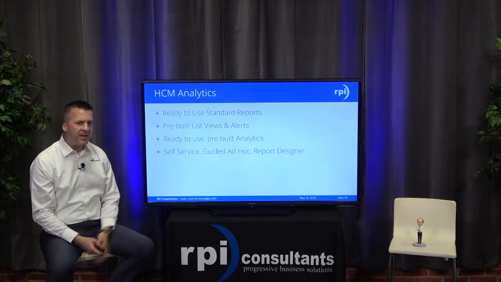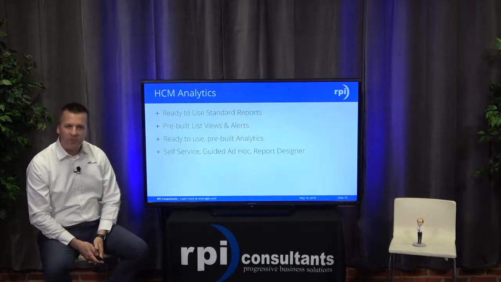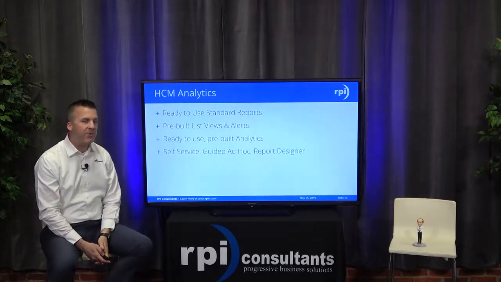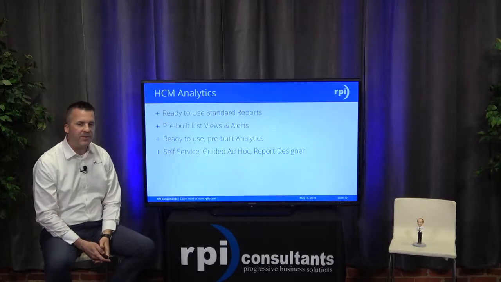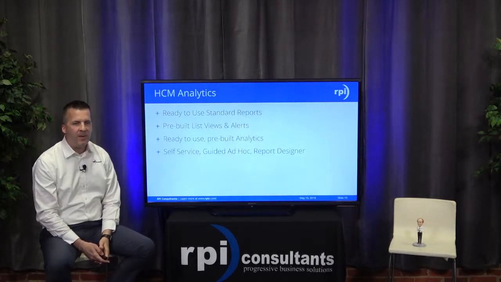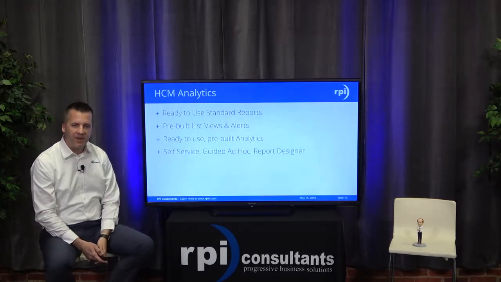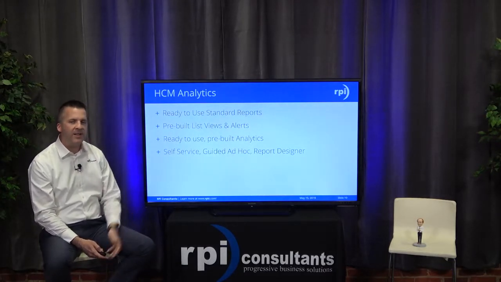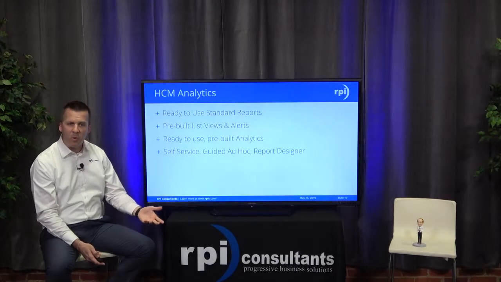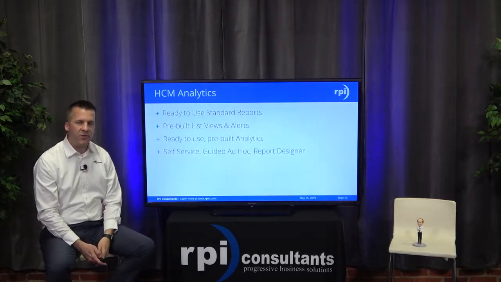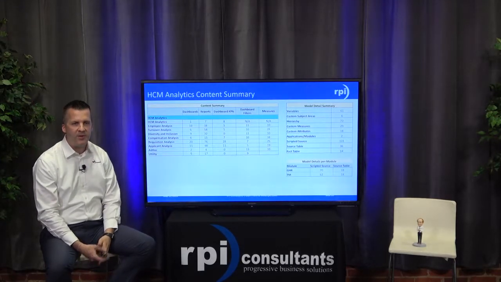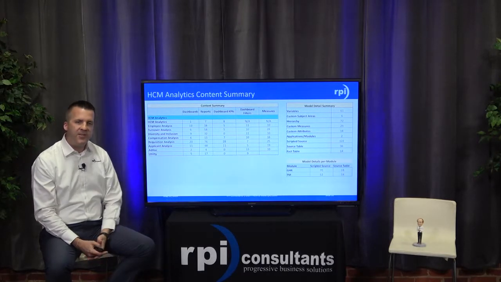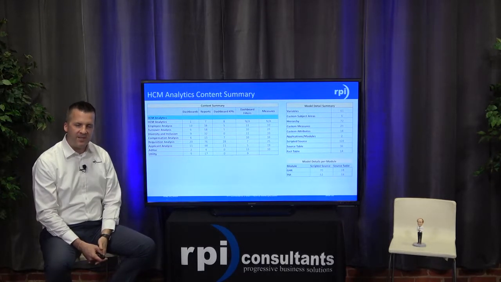So with HCM Analytics, you get ready to use standard reports. You're going to get pre-built list views and alerts that are built into GHR V11. Of course, you get the data model and the pre-built analytics, and then you're going to get some self-service, some guided ad hoc analysis tools, and then Report Designer to create those traditional row and column reports if you need to. So this slide is just a summary of the content that's available.